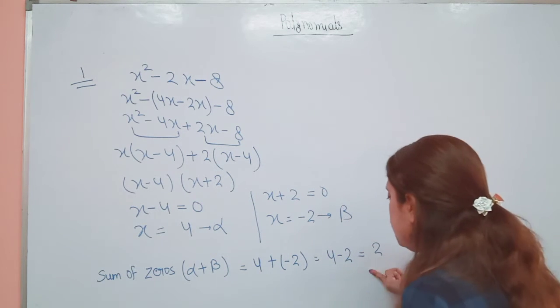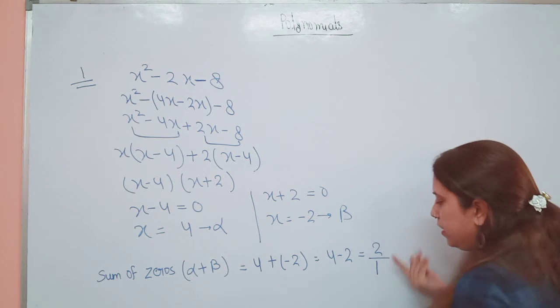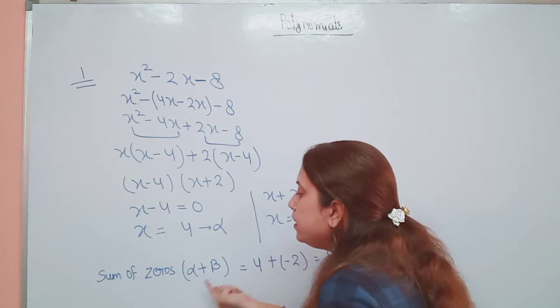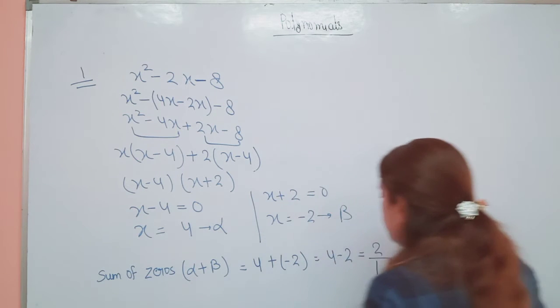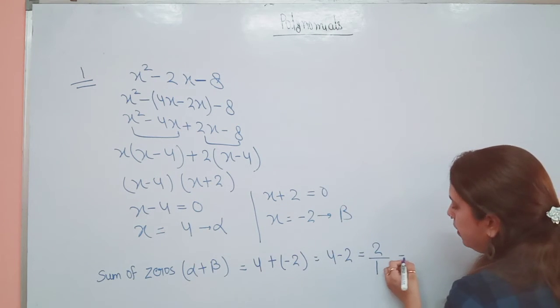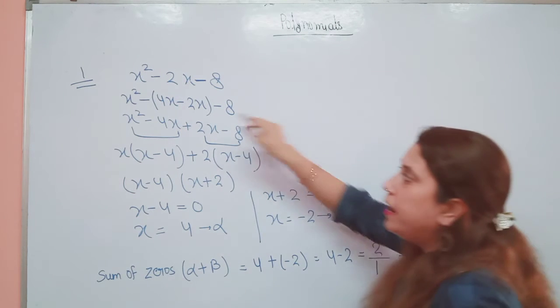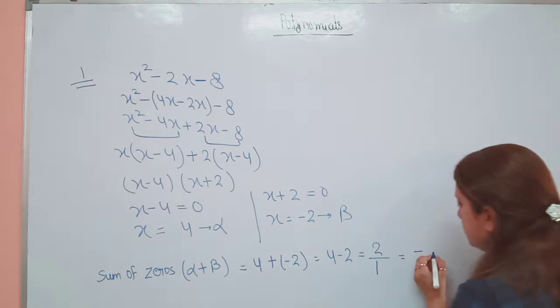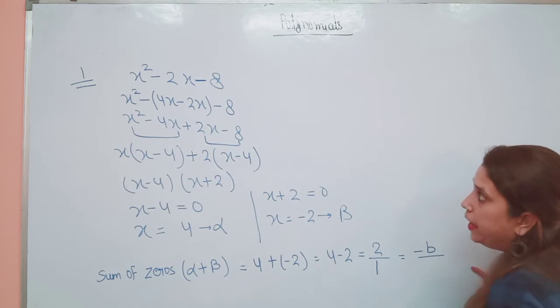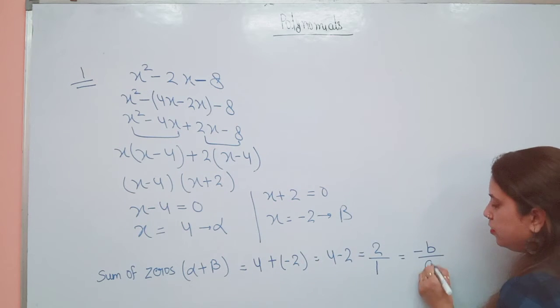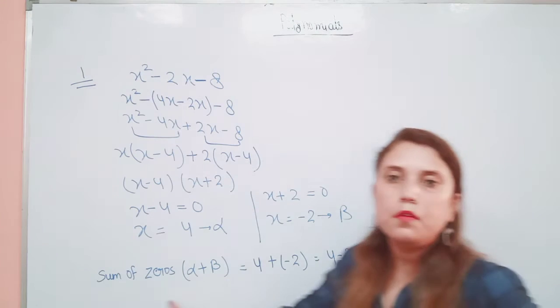Now check 2 upon 1, and we know that the sum of zeros is equal to minus b upon a. Now let's check. Minus b, and b is 2, so it is minus b upon a. The coefficient of x square is 1, coefficient of a. So this is the relation.